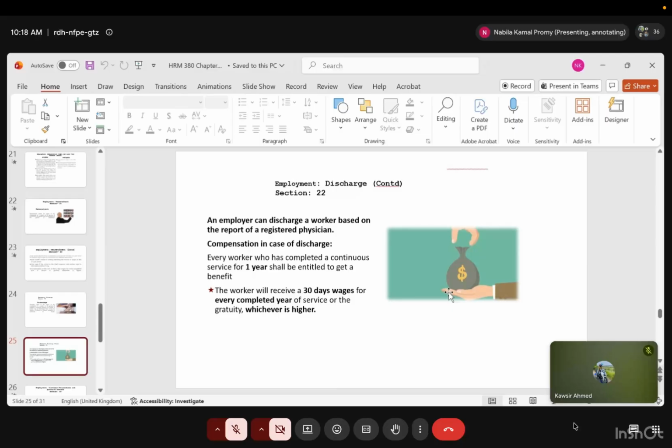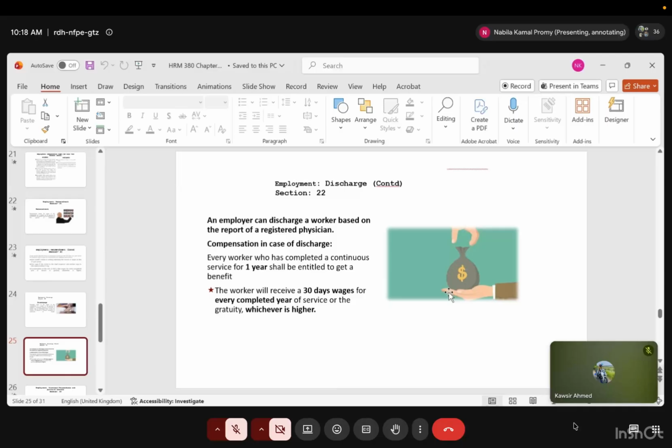Usually, when you are discharging an employee, in slide number 25, there is some sort of compensation associated with discharge. So, let's say you are discharging an employee and that employee worked for at least 1 year with you. In that case, the employee will get 30 days of wage for every completed year. This is much the same as the death benefit. If you remember, we covered the death benefit a while ago: if an employee dies, his or her family will get 30 days of salary for every 1 year the employee has worked for the company. This is the same case for discharge as well.